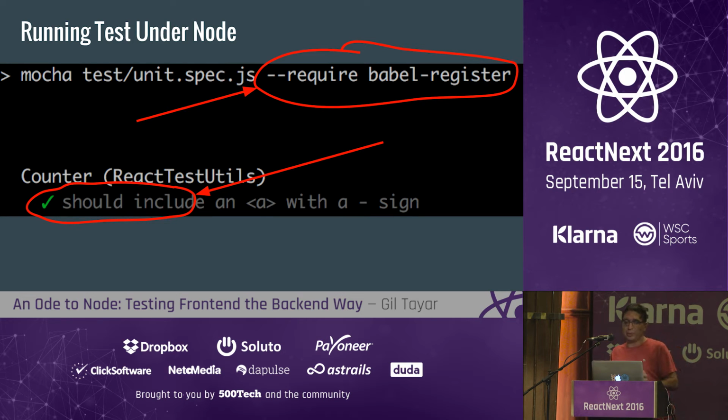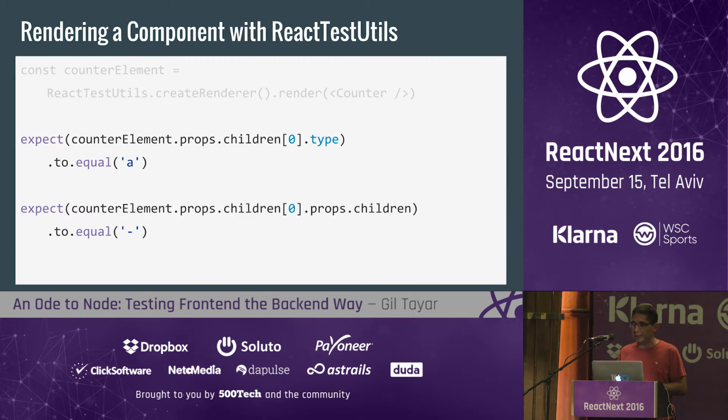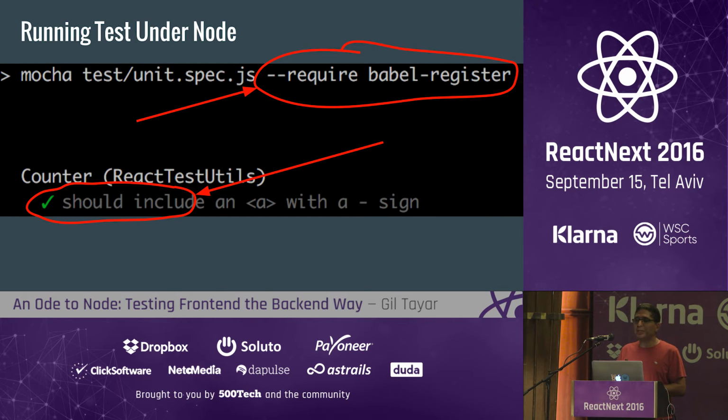So let's recap what we did. We just ran the test under node. None of that code is running in the browser this time. And we just run Mocha, and Mocha just runs our code. The only problem is the JSX, and we use Babel register for that. How much time does this test take? About a few milliseconds, which means that we can run hundreds of these tests in a few seconds.